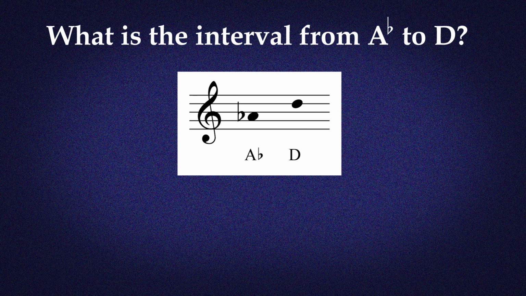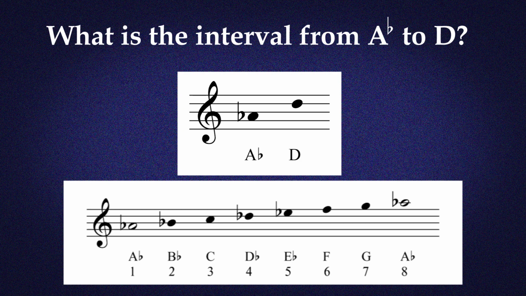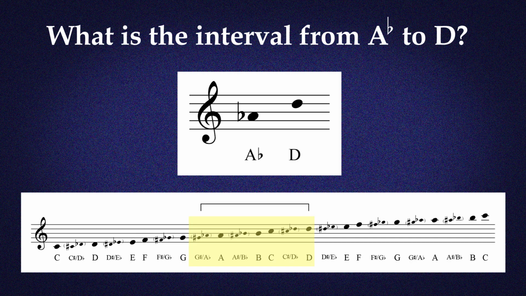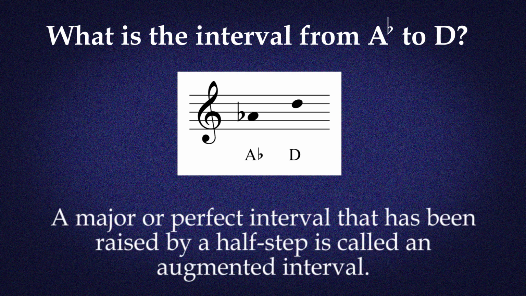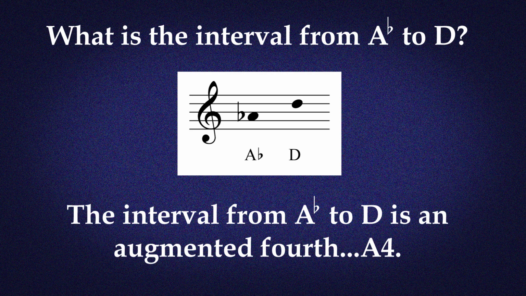From A flat to D. In the A flat major scale, the letter D is in the fourth position, so the quantity is a fourth. However, the diatonic or perfect fourth is D flat. D is a half step higher than D flat, so the interval has been raised. Any major or perfect interval that gets raised is called augmented. Therefore, the interval from A flat to D is an augmented fourth, A4.